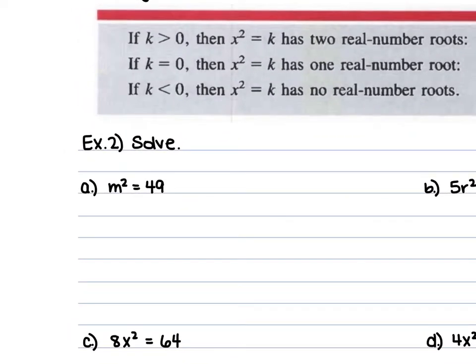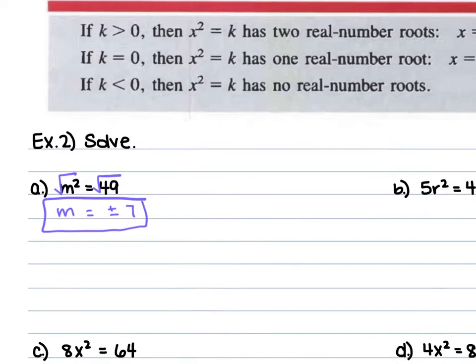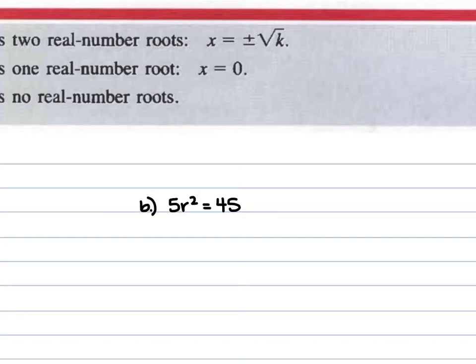So for example A, we have m squared is equal to 49. We take the square root of both sides. We're going to have m is equal to plus or minus 7. For B, we have 5r squared is equal to 45. We divide each side by 5. We get r squared is equal to 9. And then from here, we're going to take the square root of both sides. So r is equal to plus or minus 3.